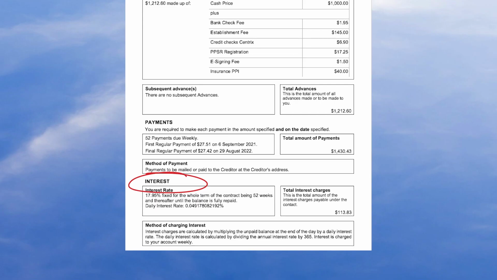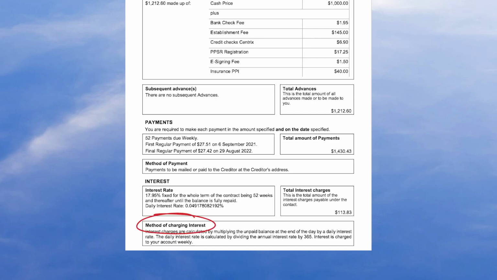Interest. This shows your annual fixed interest rate and the daily interest rate. Total interest charges. This is the total amount of interest charges that you will pay under the contract. If you choose to pay extra or more than your scheduled amount, then you will pay less interest over the term of your loan. There are no penalties for doing this.